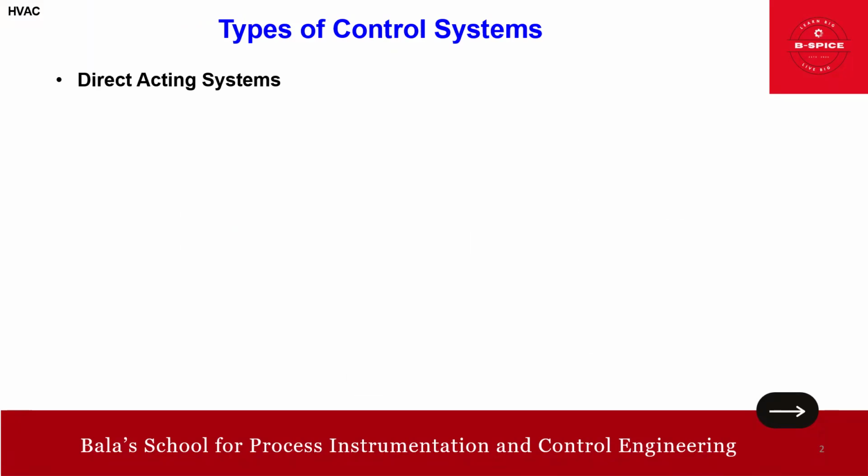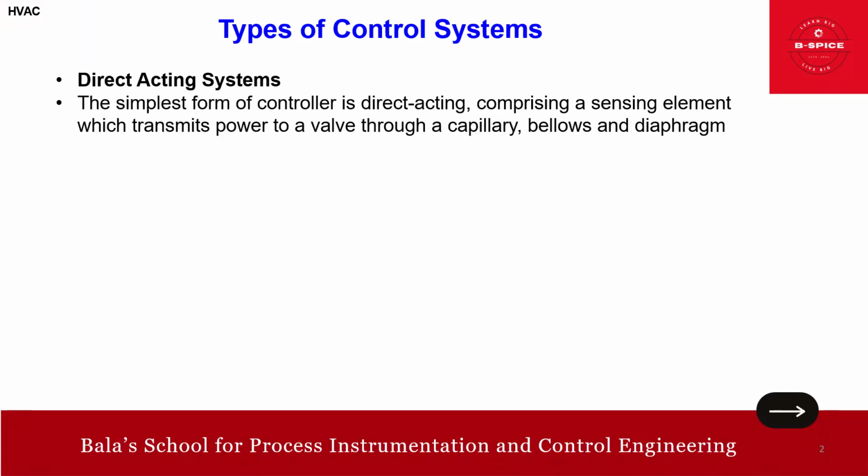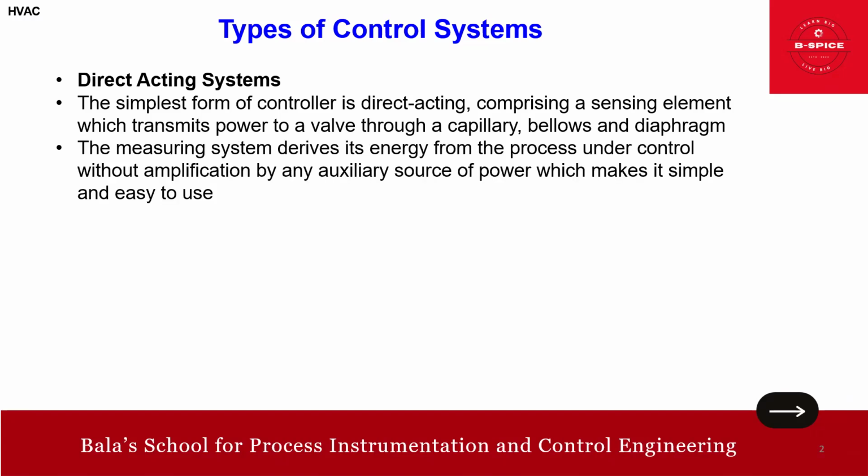Direct acting system. This is one of the systems. So the simplest form of controller is direct acting, comprising a sensing element which transmits power to a valve through a capillary, bellows, or diaphragm. Okay, this is the direct acting system. So the measuring system derives its energy from the process under control without amplification by any auxiliary source of power, which makes it simple and easy to use.